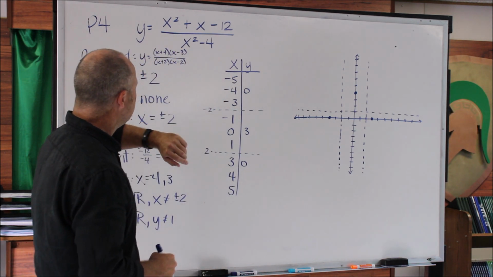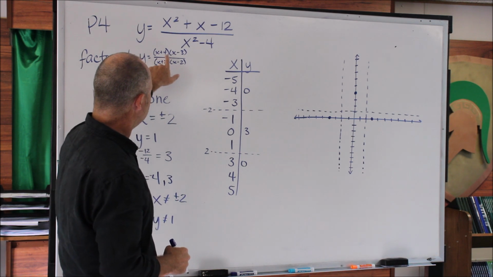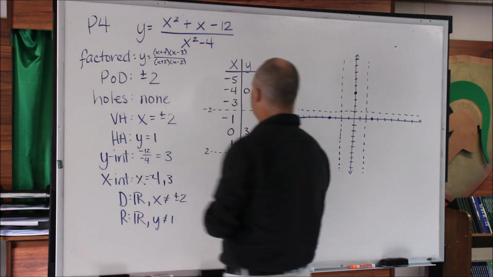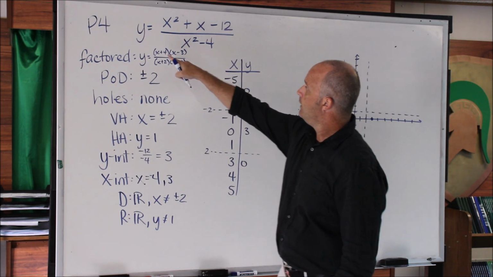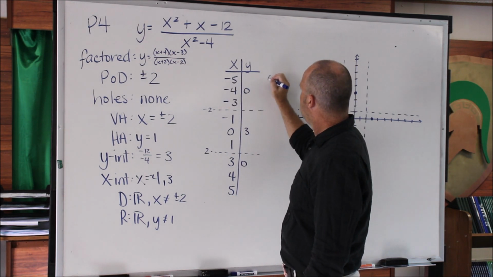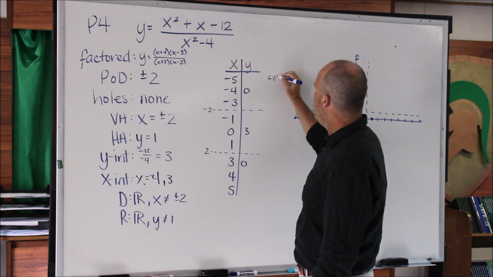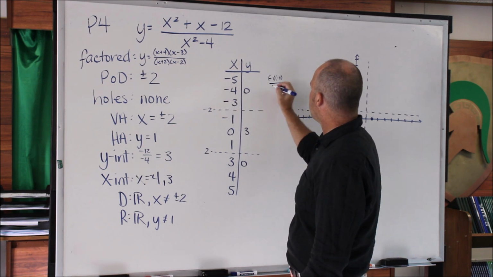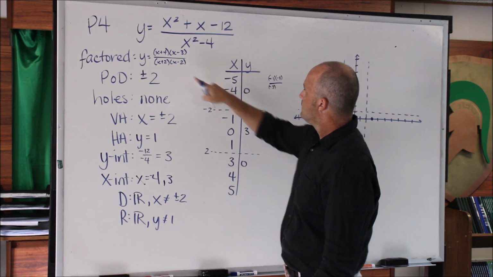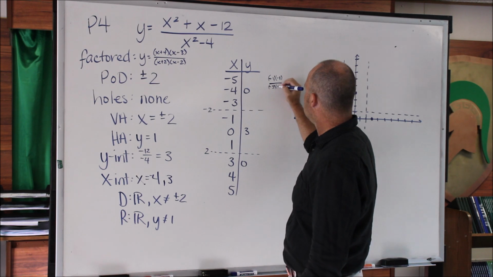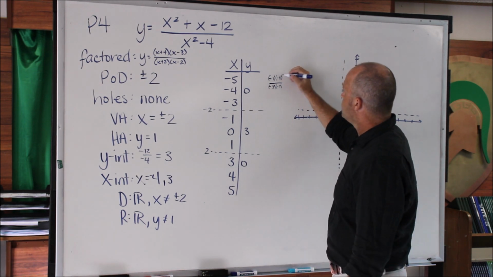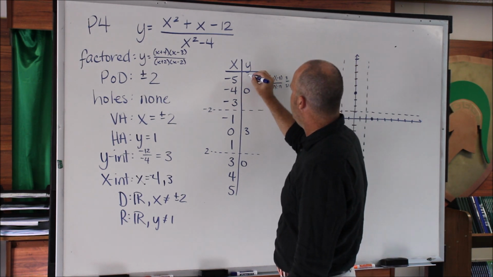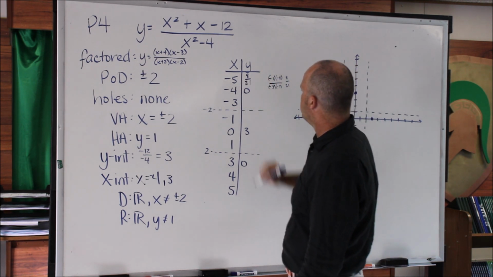So sometimes the easiest way to do this is to go and plug each of these numbers into the factors that you've got here. So for -5, we're going to get -1 times -8 over -3 times -7. So we've got 8 over 21. So we're going to put -5 is 8 over 21.